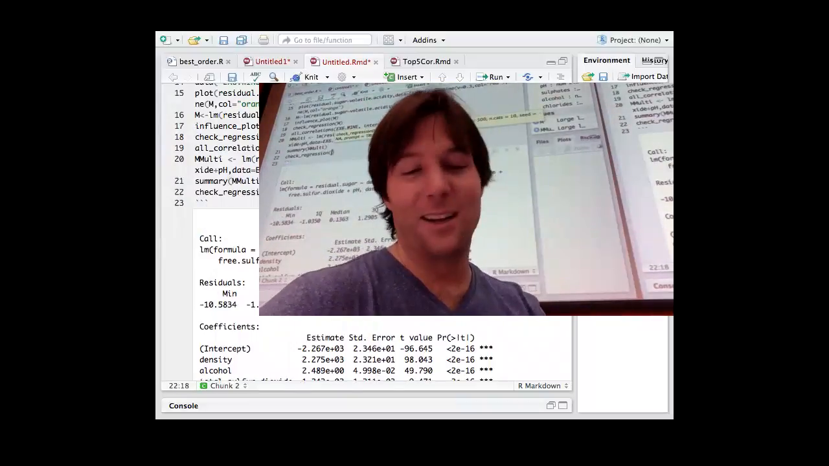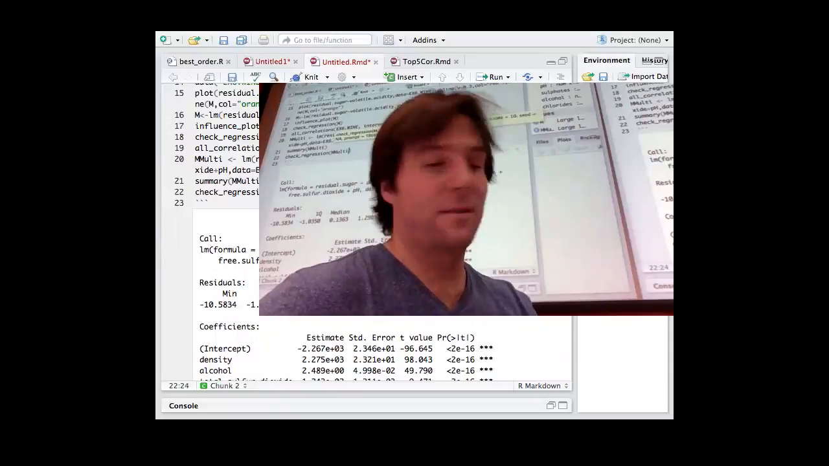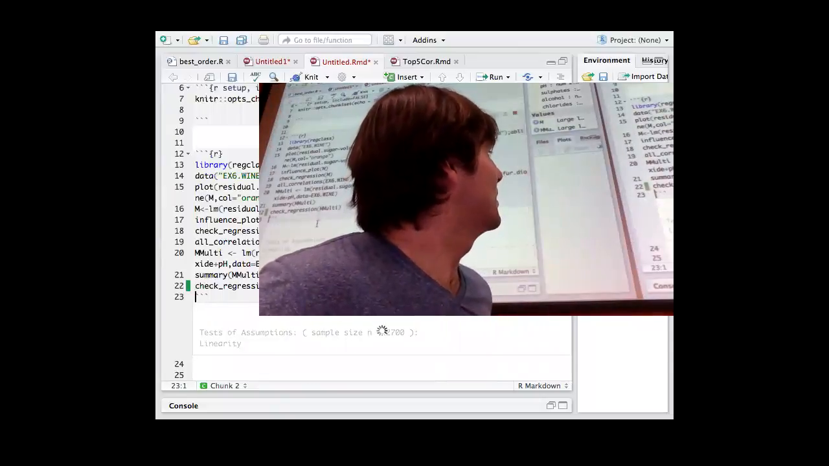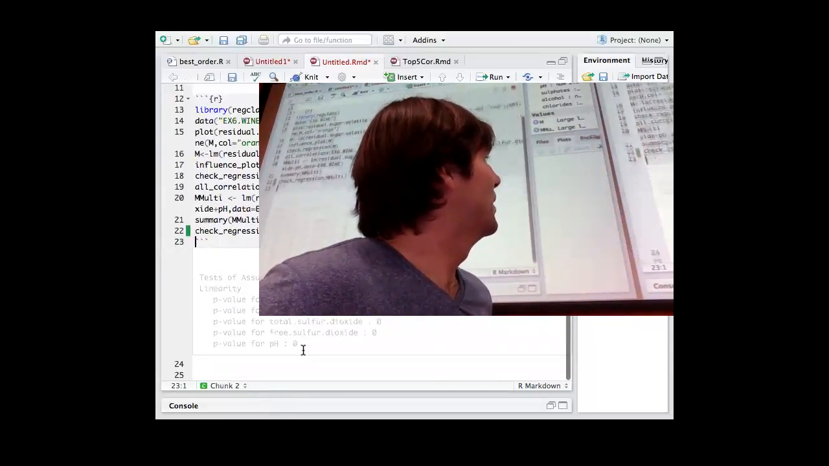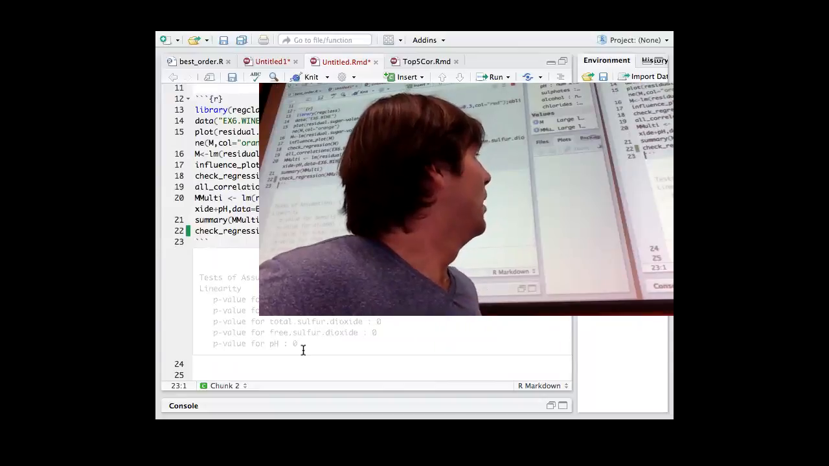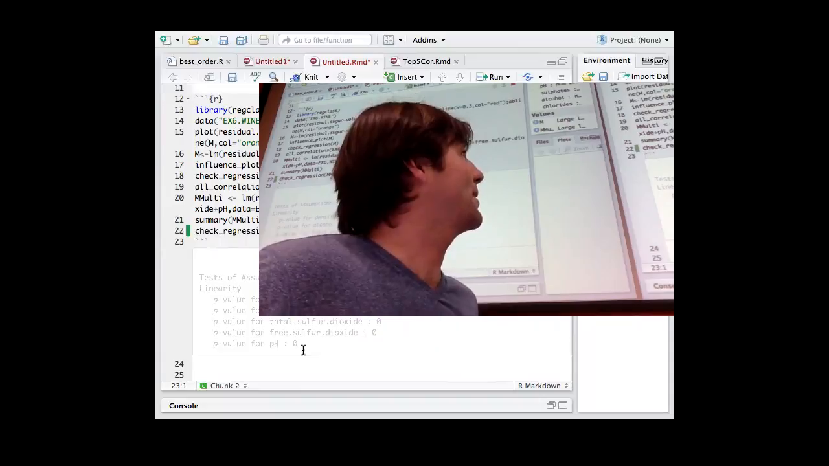Let's look at the multi, right? Yeah, let's look at the check regression on this. Is it asking me down here? Do I need anything? Nope. We fail all the linearity. All the linearity is trash. We could do the choose order on that to see what's going on.